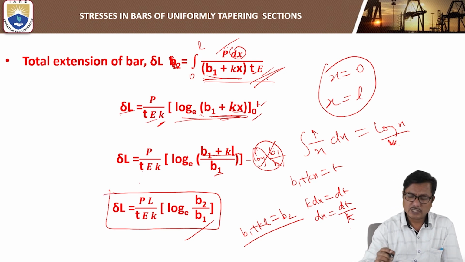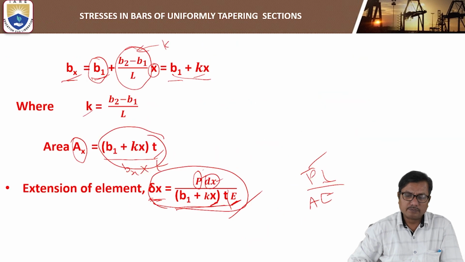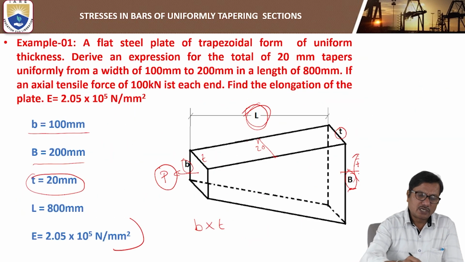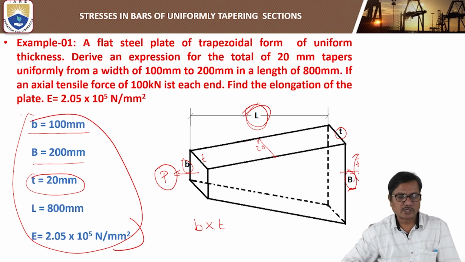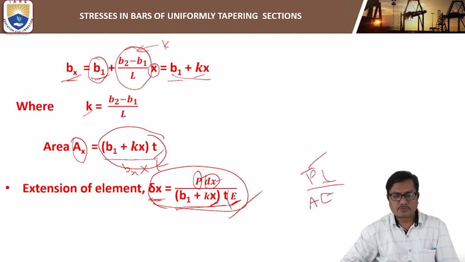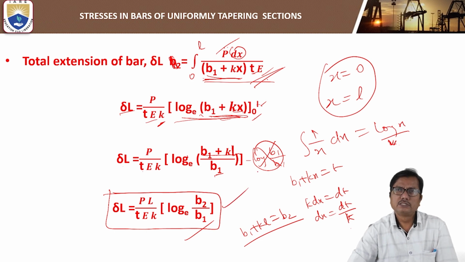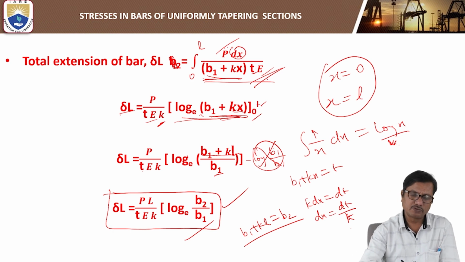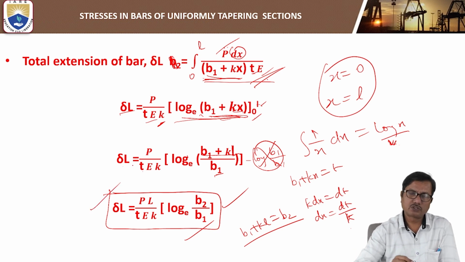So this is the total extension for the given bar. Now for the given problem, the data is given like this, isn't it? So substitute these values. This is the general expression for any width B1, B2 and L, T. For any given values of these, you can get the total extension.